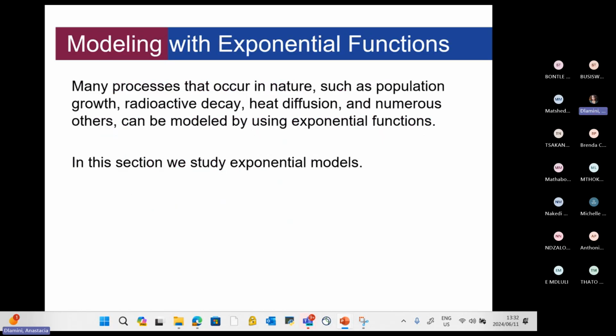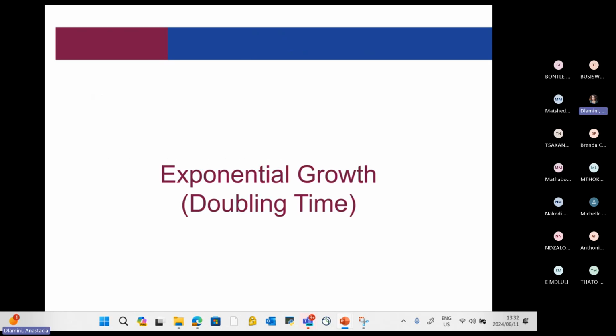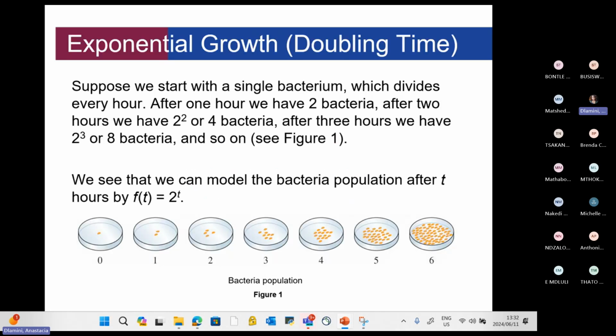Now, many processes occur in nature, such as population growth, radioactive decay, heat diffusion, and numerous others, and can be modeled using exponential functions. In this section, we study exponential models. Now, let's look at the exponential growth. Suppose we start with a single bacterium, which divides every hour. After 1 hour, we have 2 bacteria. After 2 hours, we have 2 to the power of 2, or 4 bacteria. After 3 hours, we have 2 to the power of 3, equals 8 bacteria, and so on.